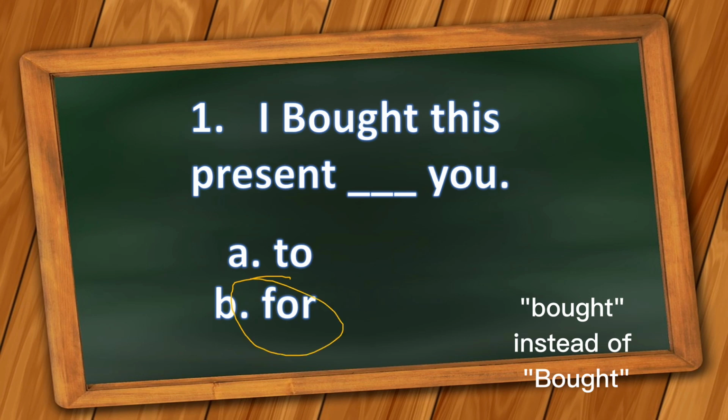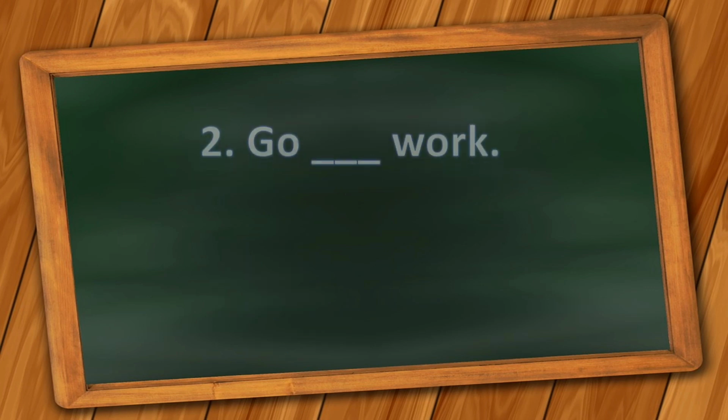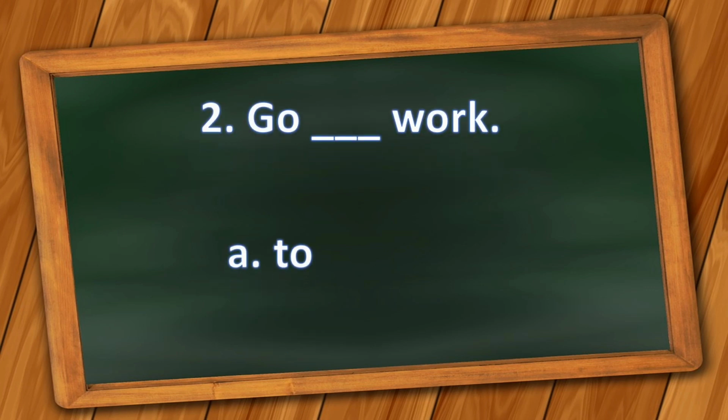I bought this present. For ang gagamitin dahil may tatanggap ng bagay na ibibigay. Okay? For ang gagamitin. Okay? Tumanggap ng present yung you. Pag may receiver of something, ang gagamitin ay for. Okay? Next. Number 2. Go to or for work.